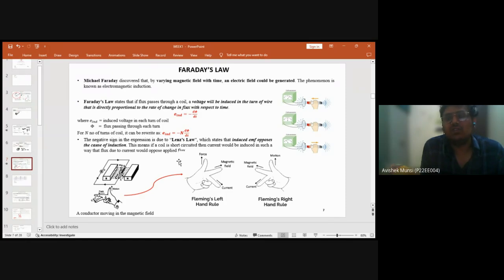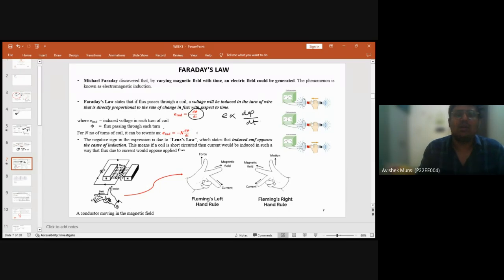The vice versa is also correct: whenever there is a varying electric field, it will produce a magnetic field. So a voltage induced in the turn of a wire is directly proportional to the rate of change of flux, that is proportional to d phi by dt. If the number of turns is increased from 1 to N, then we can modify the law into E equal to N d phi by dt.